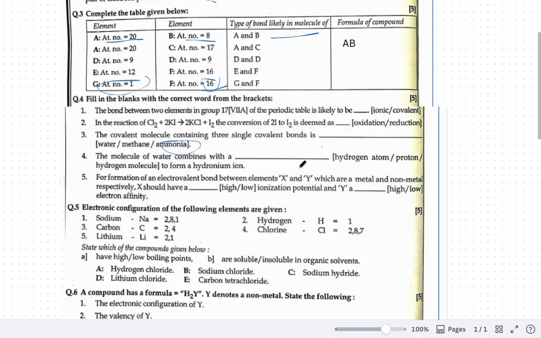Proton, not hydrogen molecule, sorry, to form the hydronium ion. So the answer here is proton. Proton is the correct answer.